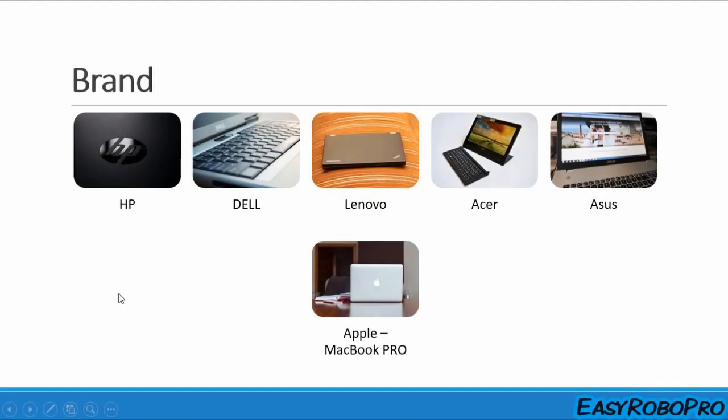The sixth important feature or component is brand. If you're planning to buy a Windows laptop for programming, then the recommended brands are HP, Dell, Lenovo, Acer and Asus. If you're planning to buy an Apple laptop for programming, then MacBook Pro is your option.